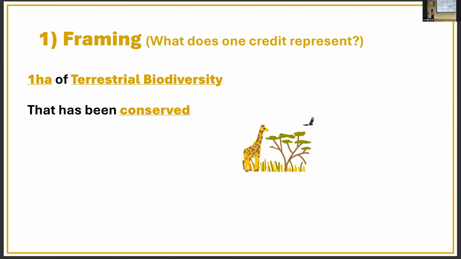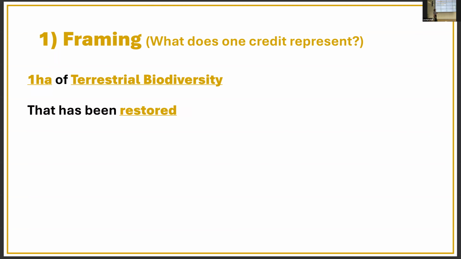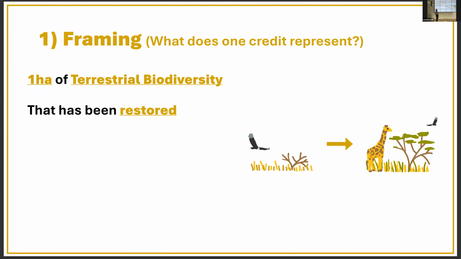So generally, credits are either saying this hectare of land has been conserved, so we've kept our nice savanna as a savanna, or it's been restored. So we've restored our savanna from a degradation to something better. And then there's a time frame that that credit represents, which is most commonly 1 year, but occasionally it's much shorter. So some credits represent 3-month periods. So each time you buy a credit, you're just representing 3 months of conservation that you've attained for that land.